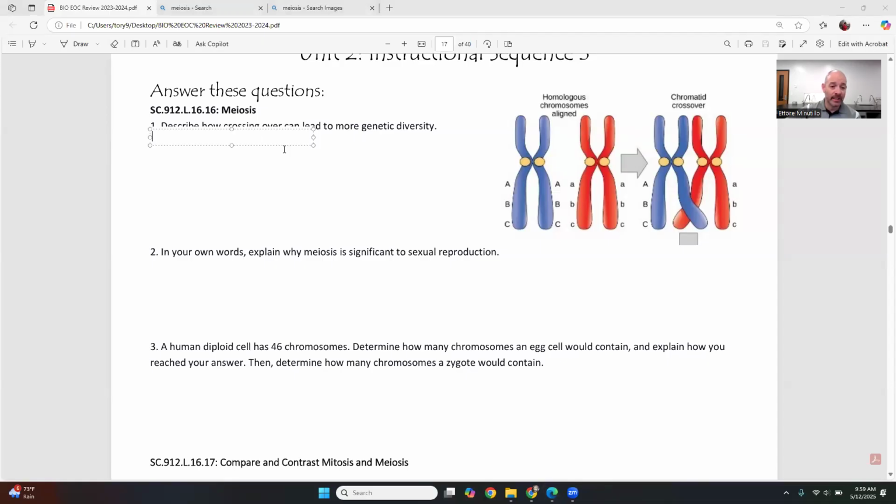Describe how crossing over can lead to more genetic diversity. Gotcha. Okay.